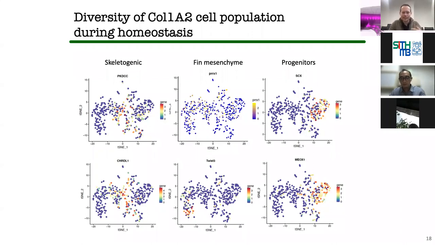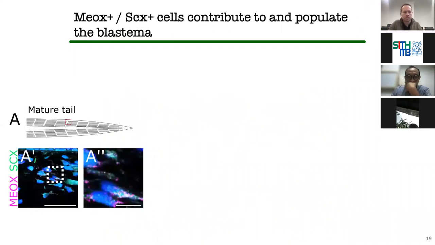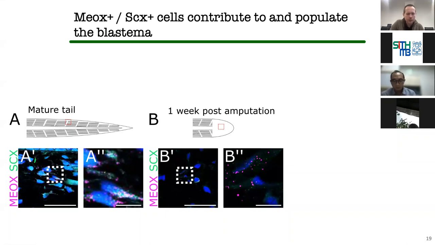To verify that these factors are indeed expressed within the MTJ, we performed some HCR in situ. Here in the mature tail, we performed a longitudinal section and had a look right between the musculature. As you can see in the blow-up, there's both magenta and green labeling, so the MEOX and the scleraxis signal are both present and co-localized at the right place in the MTJ. We can look at this also during regeneration, and within the blastema, scleraxis seems to be downregulated, but MEOX persists.